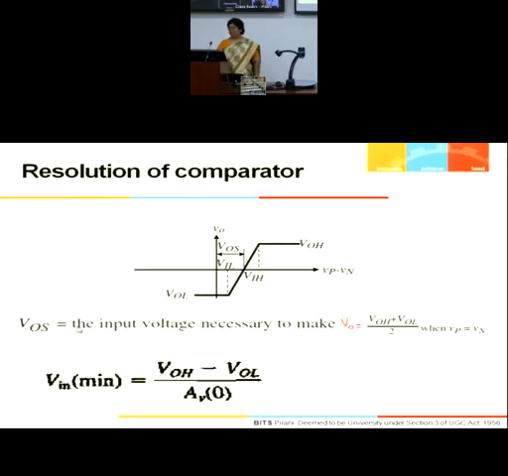So we define the minimum input voltage that is necessary to make V output change. Now look here, this is my resolution of the comparator. So remember, minimum V in, currently not looking at V offset, which is taken as the resolution, is simply the difference in the output divided by the gain. Simple. This is the mathematical definition of the input resolution. So it is the minimum difference that can be resolved by the comparator.